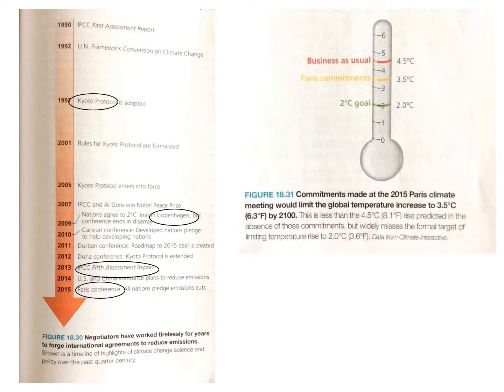All right. Even with these agreements, though, let's look at what's happening. Business as usual, we would expect to see a 4.5 degree increase. Paris commitments lower that a little bit to 3.5 degrees. But here's our goal down here, and that's still saying it's going to increase 2 degrees. So even under the best case scenarios, we're not going to stop global warming right now. It's just going to warm at a slower pace.